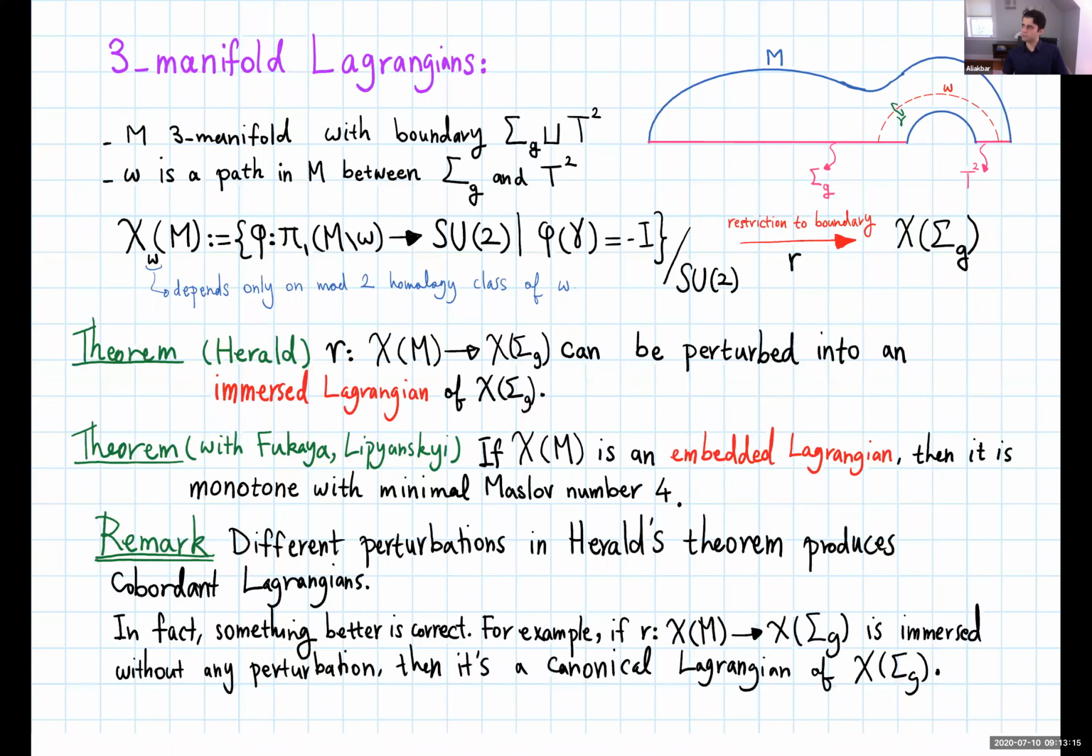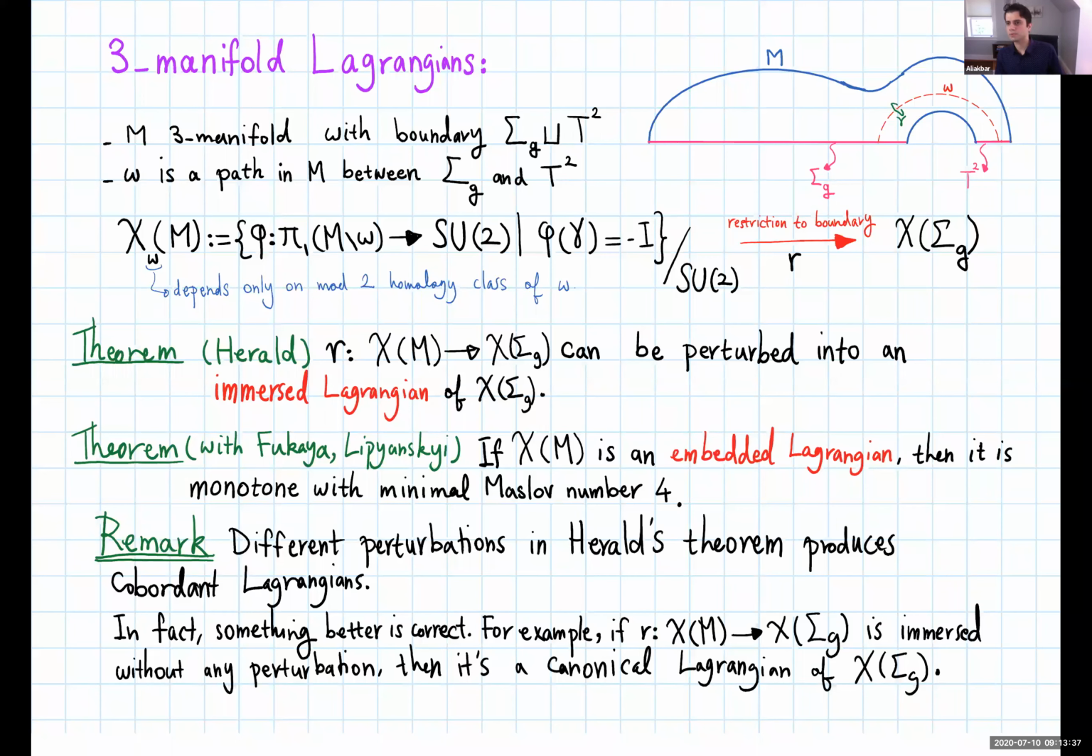Sometimes, when we work with Lagrangian Floer homology, for example, we care about Lagrangians only up to Hamiltonian isotopy. But these are Lagrangians which are defined as a canonical subset, and they're not just defined up to Hamiltonian isotopy.